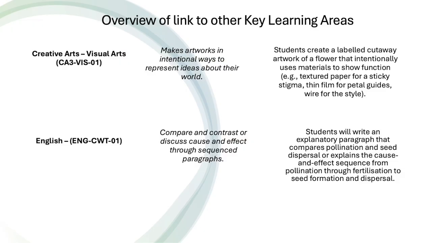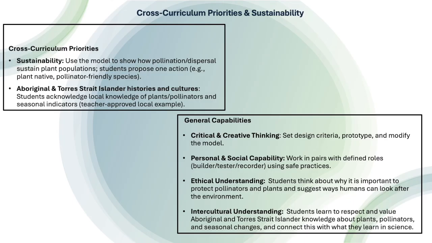This is how the topic content will link to the key learning areas. In creative arts, students design a labeled cutaway artifact of a flower using different textures and materials to show how each part works. For example, textured paper for a sticky stigma or wire for the style. In English, students practice their writing by creating an explanatory paragraph. They can either compare pollination and seed dispersal or explain the cause and effect sequence from pollination through fertilization to seed formation and dispersal. This project connects to cross-curriculum priorities and general capabilities.